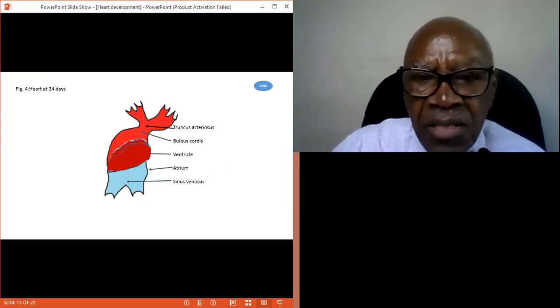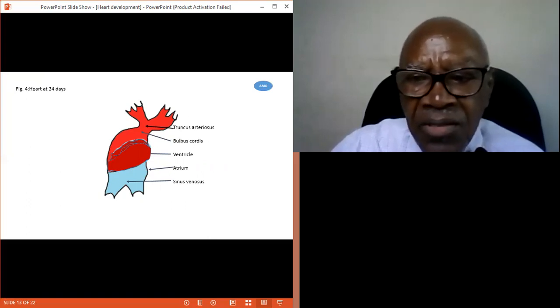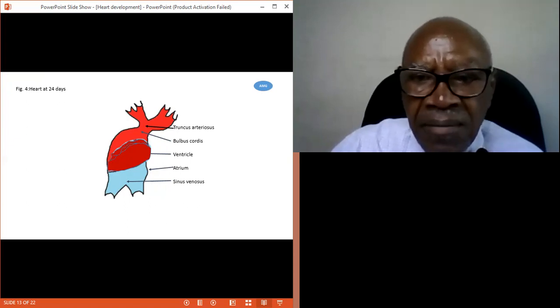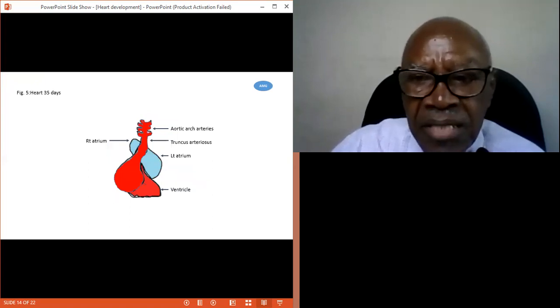Slide 4 shows the heart around the 24th day: the truncus arteriosus, valvus cordis, ventricles, atrium, and the sinus venosus. As you can see, they are shifting. And around the 35th day, it shows the aortic arches, truncus arteriosus, the left atrium and the right atrium, the ventricles.